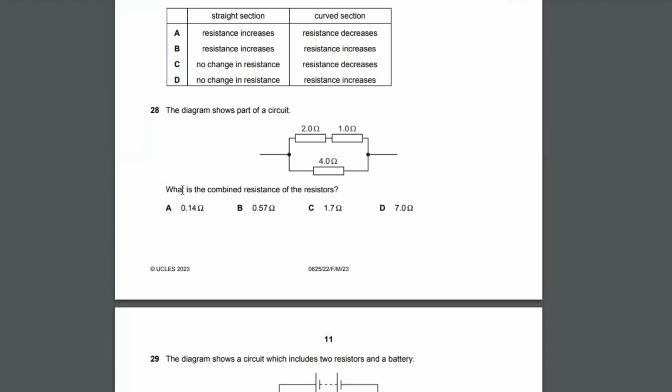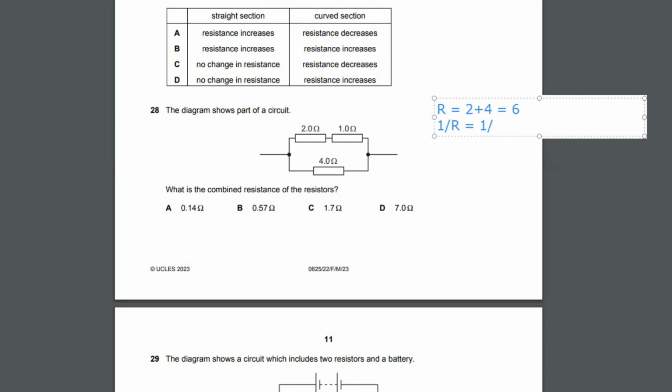Next is: the diagram shows a part of a circuit. What is the combined resistance? First of all, there are two formulas to find combined resistance. One is for when we arrange resistances in series. So in this case it is 2 plus 4, because they are in series. You can just add the resistances, which comes out to be 6 ohms. Now, this 6 ohms is parallel to this 4 ohms. That means we can replace these two resistances with a resistor of 6 ohms, but it will be parallel with the 4 ohms.